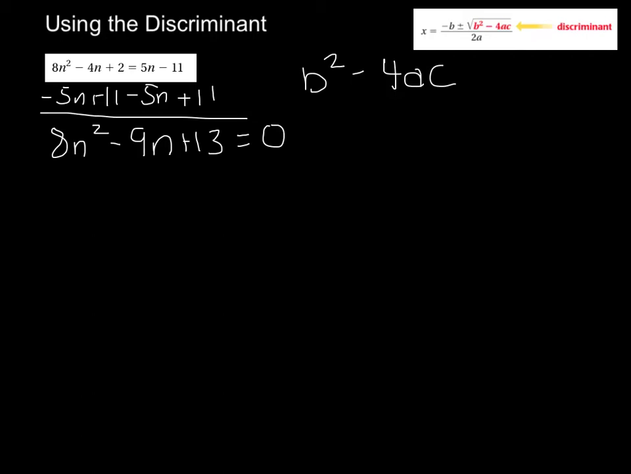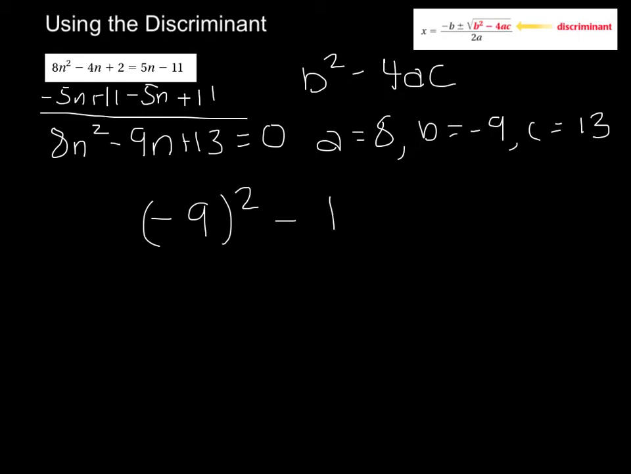Now we can identify all three of our coefficients. Our a value here is 8. Our b value is negative 9. And our c value is positive 13. So now we're just going to use the discriminant to identify how many roots and what kind of roots this quadratic has. So our b term is negative 9. We're going to look at negative 9 squared minus 4 times 8 times 13.